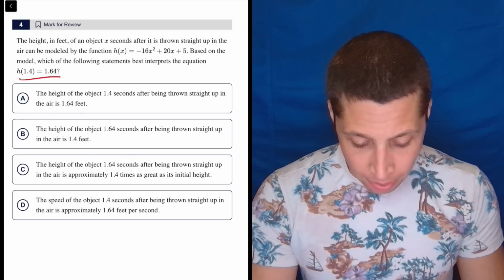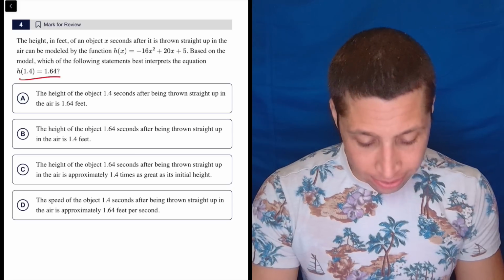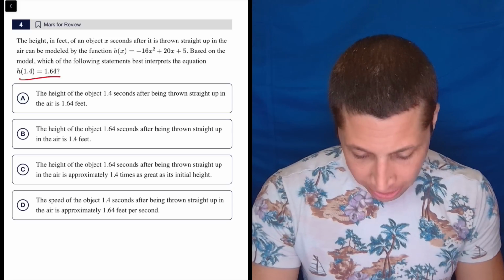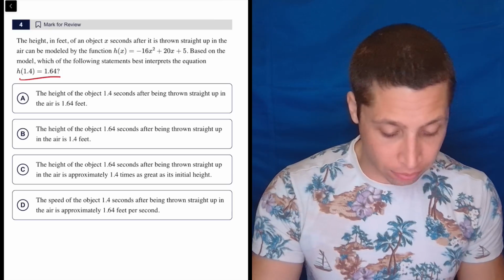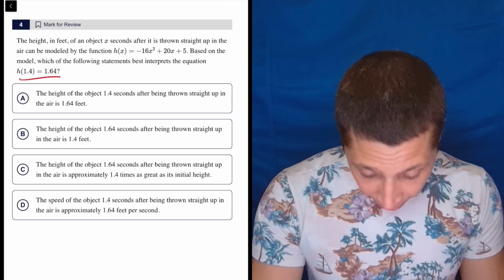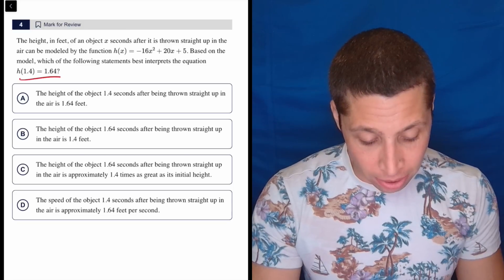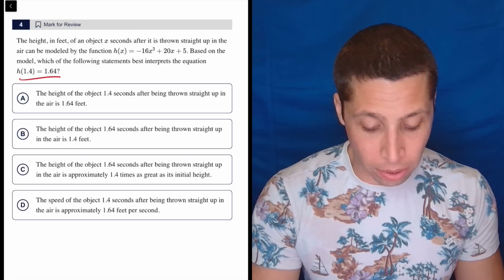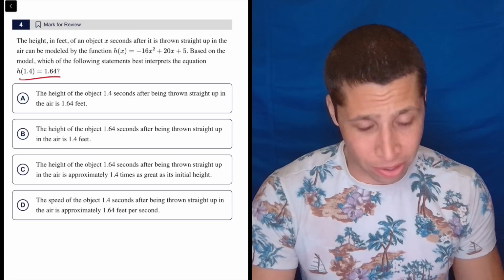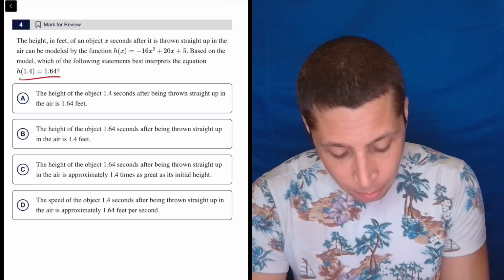So let's see. The height in feet of an object x seconds after it is thrown straight up in the air can be modeled by the function h of x equals negative 16x squared plus 20x plus 5. Based on the model, which of the following statements best interprets the equation h of 1.4 equals 1.64? I don't think of that as an equation. Like I said, it's a point. But let's rewrite it in point form, right?